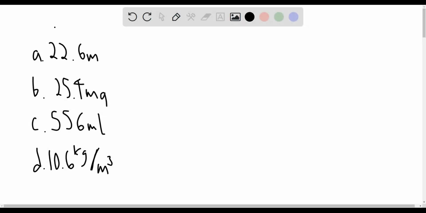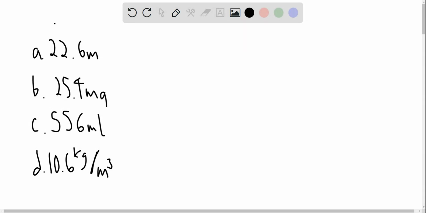Hi. So this question wants you to do some unit conversions. Let's just start with part A. They want you to convert 22.6 meters to decimeters.